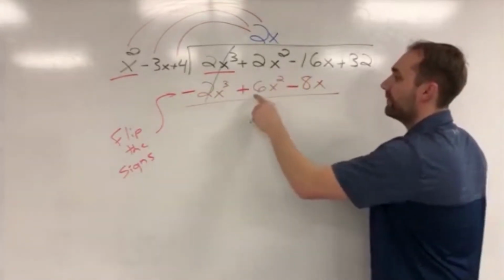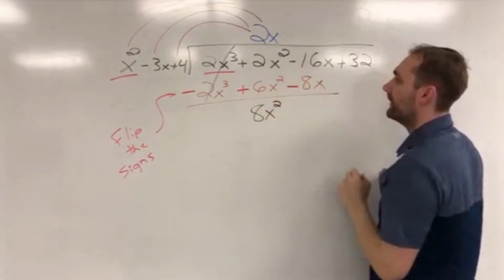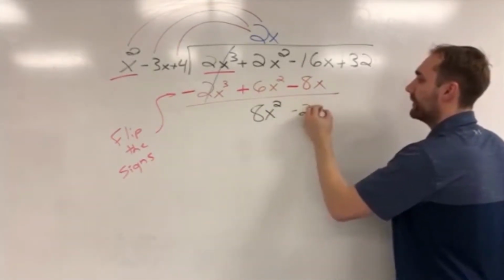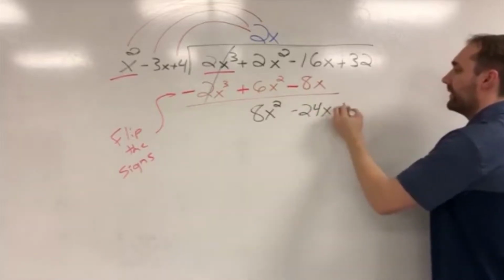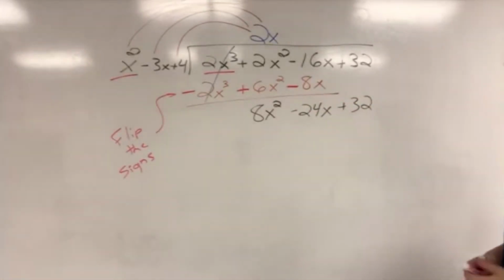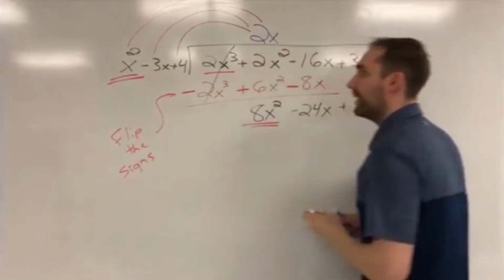So 2x squared plus 6x squared is 8x squared. Negative 16x minus 8x is negative 24x. And drop down 32. Okay, do you remember what to do next? We start over.